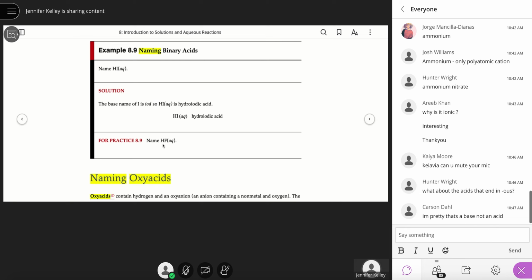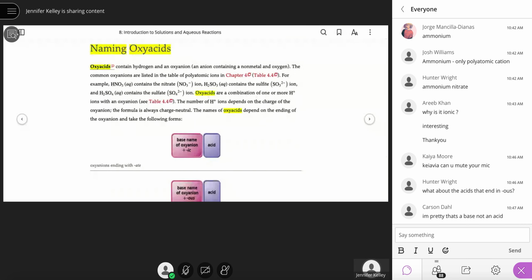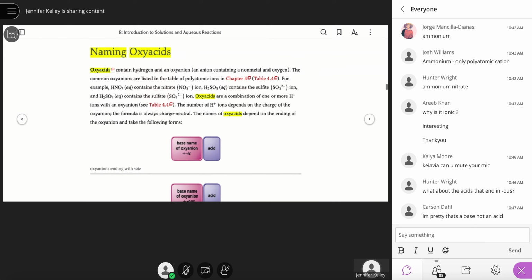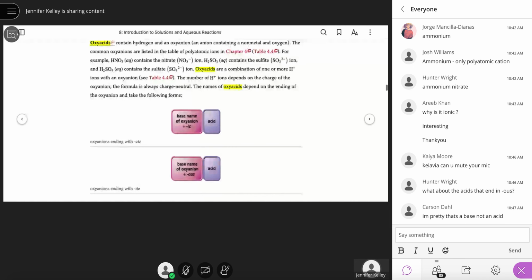All right. So the next kind of acid we'll talk about is an oxyacid. Oxyacids are things that contain polyatomic ions, and those polyatomic ions have oxygen in them. That's what makes them an oxyacid. So these tend to have more than just two things in them. So they still start with an H. Now, for this one, we want to look at what the polyatomic ion is called.